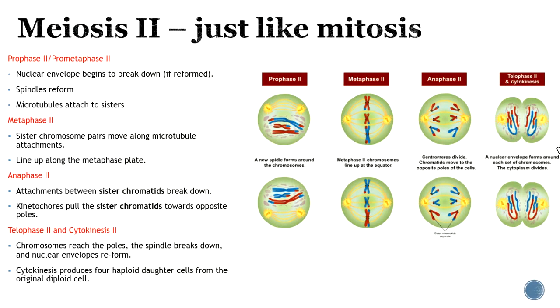And then telophase 2 and cytokinesis break down the complex. Envelope reforms, cleavage furrow, eventually form 2 cells. And then you will get 4 cells when you're done. Now each of these cells are going to be haploid. They're only going to have 1 copy of each chromosome. They're not going to have both the maternal and paternal. It's either or.